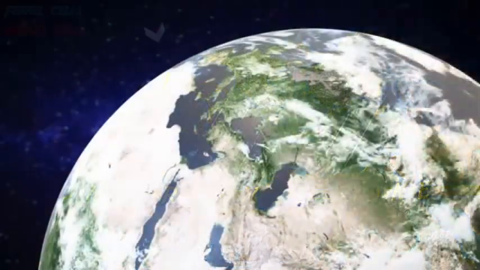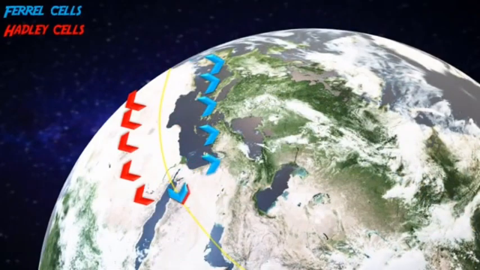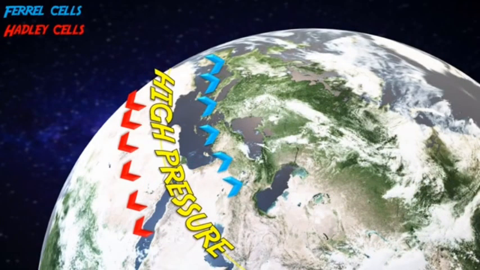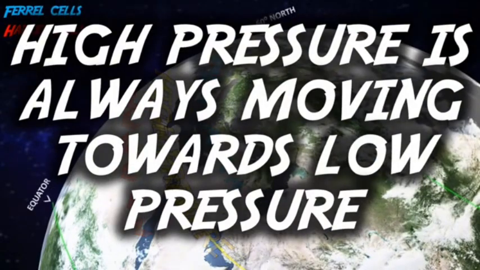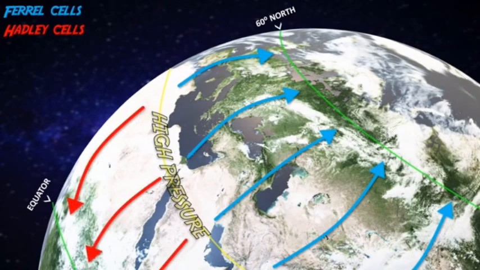At this particular convergence zone, you've got Ferrel and Hadley cells pushing down along North Africa, creating high pressure systems and causing little rainfall. But remember, high pressure is always moving towards low pressure. The Ferrel cells want to move the warm air to 60 degrees north, and the Hadley cells want to move the warm air to 0 degrees along the equator.